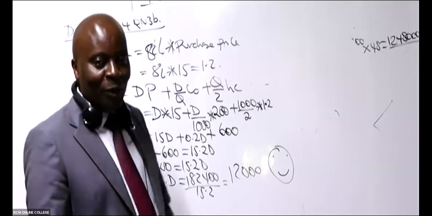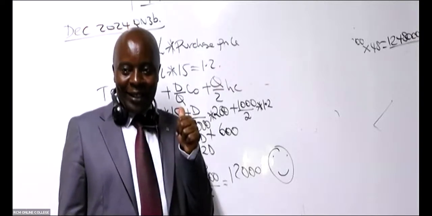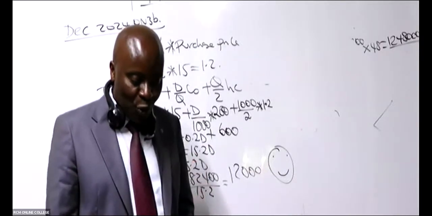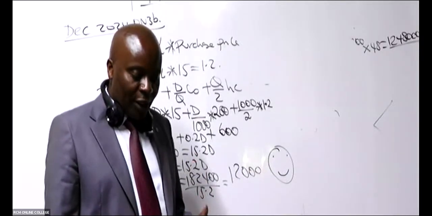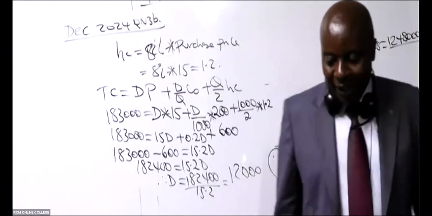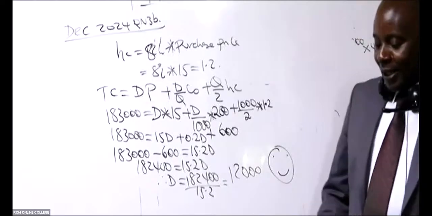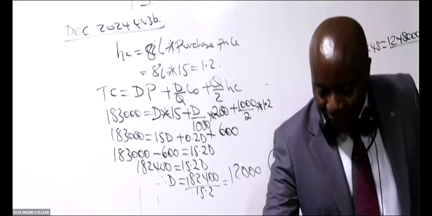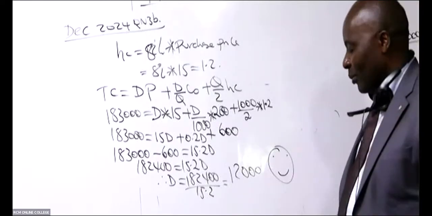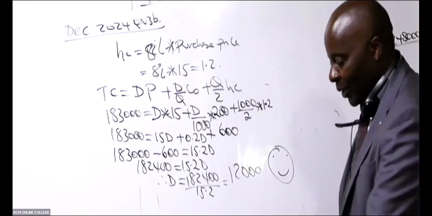So in an exam, do you think you would have gotten this correctly? Yeah, right? So then we go straight away to number 2. Number 2, they want us to calculate the EOQ. I'll give you a minute. You should be able to copy and reach where Mwalimu has reached.